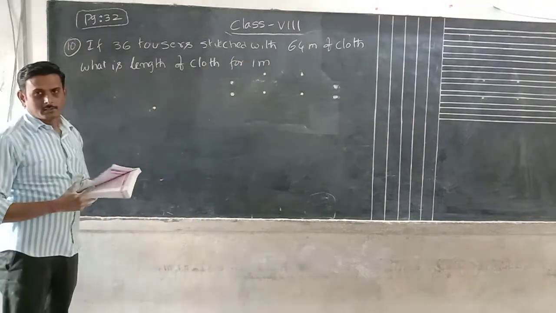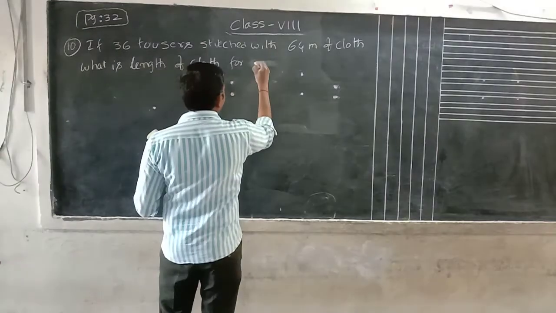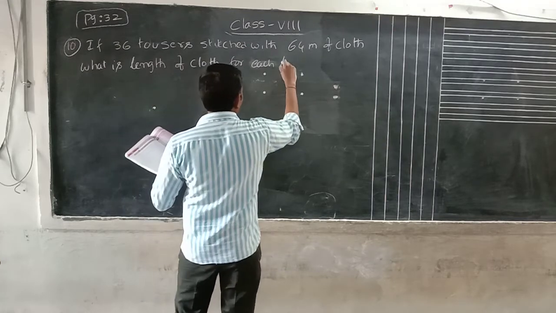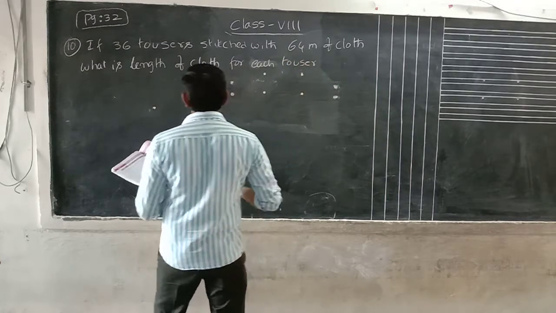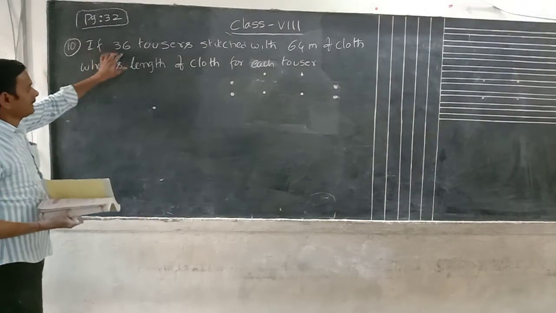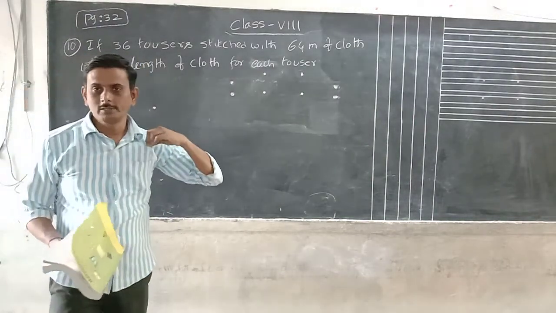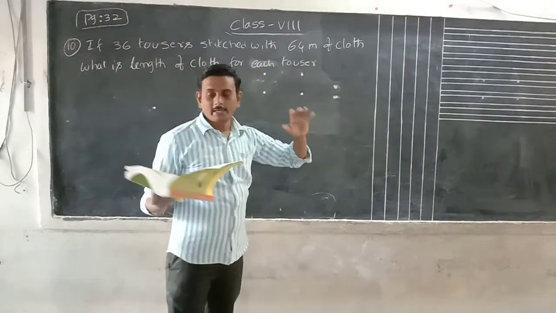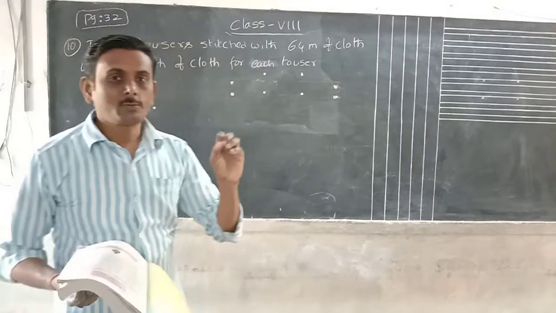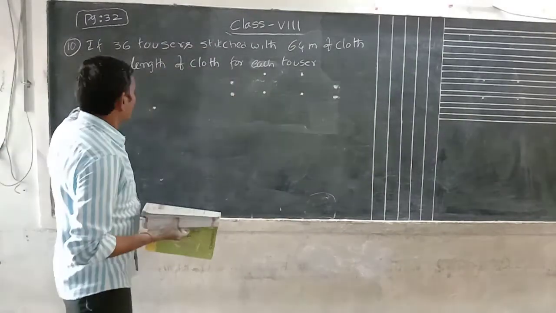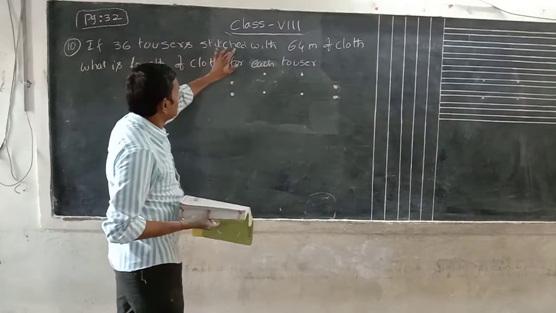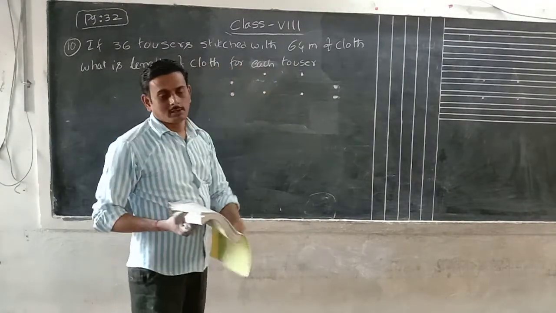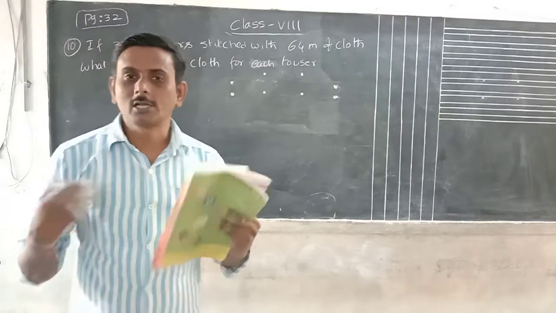Okay, each meter or 1 meter. See here, if 36 thousand means shirts. Okay, 36 shirts are needed, stitched with 64 meters of cloth. Then what is the length of each shirt? That means for each shirt we need how much cloth, we have to find.